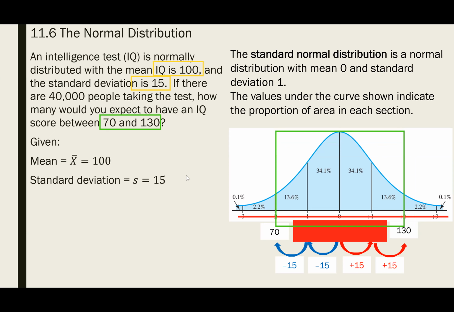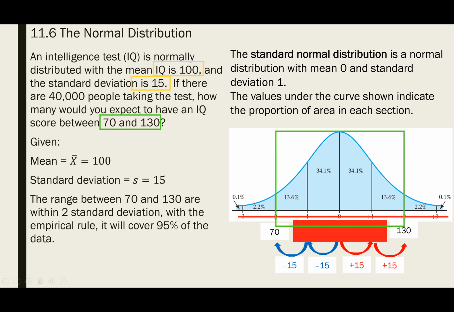And if you take 2 steps above and 2 steps below, if you remember, your empirical rule is 95% of your data is within 2 standard deviations. And again, within 2 standard deviations is basically how many steps you took: 2 steps above to the right, and 2 steps below, which is to the left. And this is the number we're looking for. We're looking for the percentage of the data between 70 and 130.